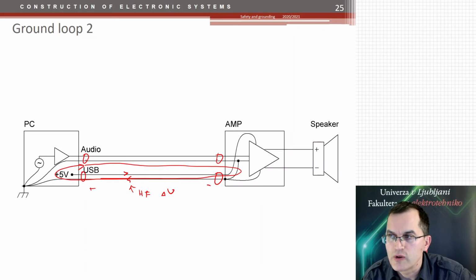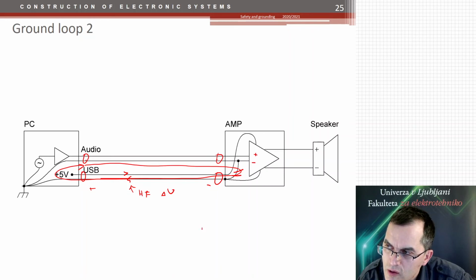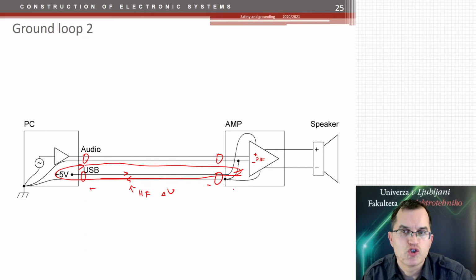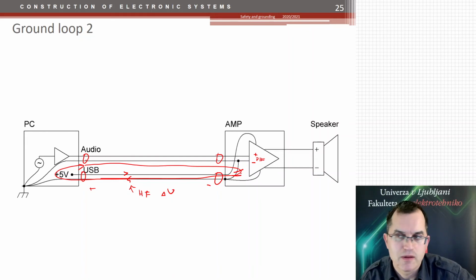And how to get rid of that? Of course, there are several options, and the best one would be just do not connect the ground of the audio to the ground of the power supply, and the input should be fully differential. So this amplifier should be fully differential, which means that it amplifies only the differential component of these two signals.